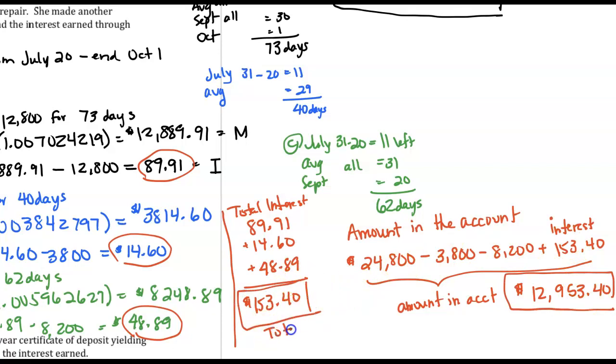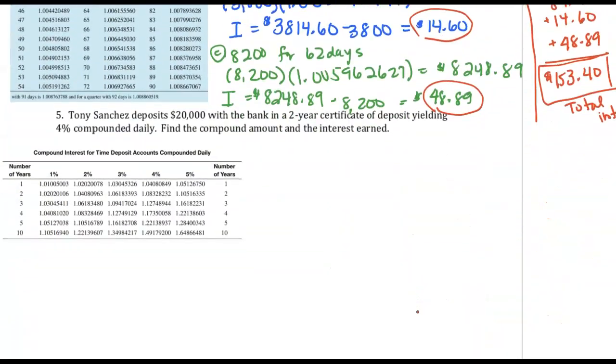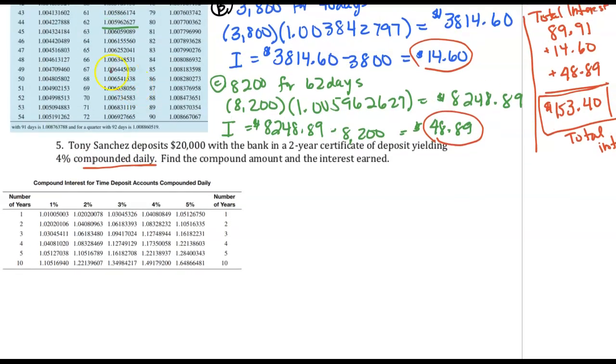So we have our total interest and the amount in the account on October 1st. Let's take a look at another question. Tony deposits $20,000 with the bank in a 2-year certificate yielding 4% compounding daily. So now we're compounding daily, but we're not using the 3.5% from the previous blue chart.